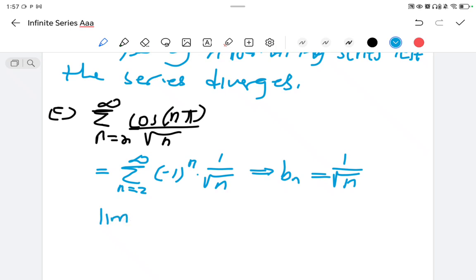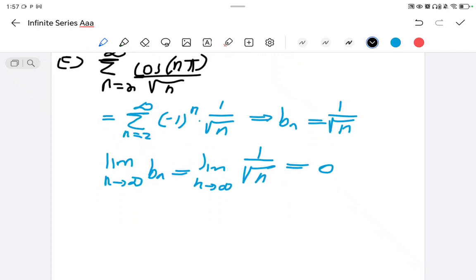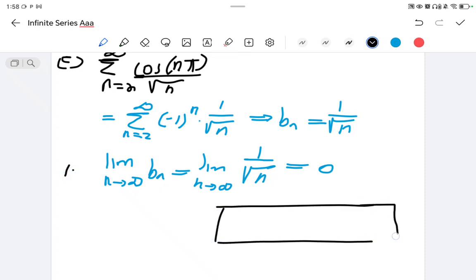Then first we check the limit as n approaches infinity of bn, which equals the limit as n approaches infinity of 1 over the root of n. What will be the limit of this? 0, right? Then we know that this is what we must show now. This was the first condition. For the second condition, we must show that bn, which equals 1 over the root of n, is greater than 1 over the root of n plus 1, which is bn plus 1.